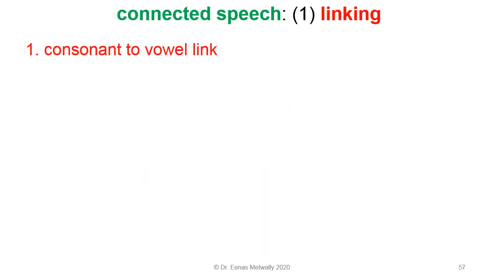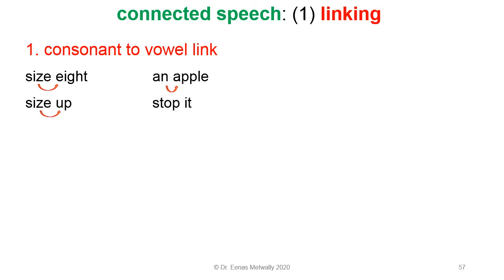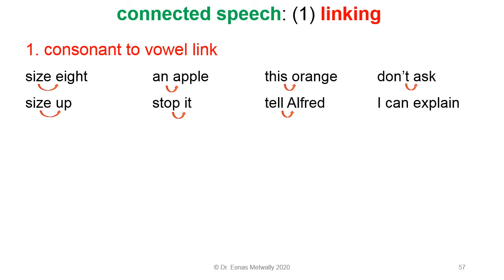In natural connected speech, we don't say words in isolation, we link them up. The first type of linking is consonant to vowel link, across words. A word that ends in a consonant, followed by a word that begins with a vowel sound, we say size 8, linking the z at the end of size with the vowel a at the beginning of the next word. Size up, an apple, stop it, this orange, tell Alfred, don't ask, I can explain.